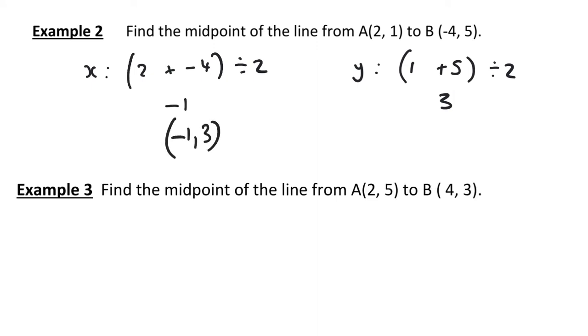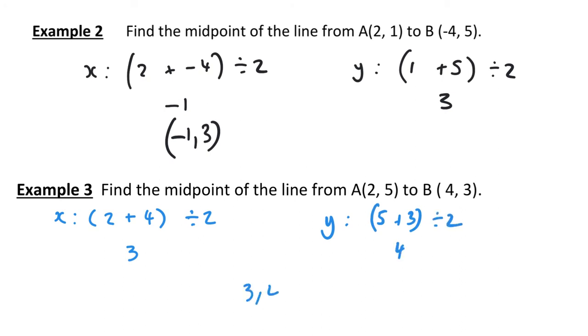And example 3, find the midpoint of the line from 2, 5 to 4, 3. So our x values, it's going to be 2 plus 4 divided by 2, which gives us a value of 3. And the y coordinates are 5 and 3, which we add together and divide by 2 to give 4. So the midpoint has the coordinates of 3, 4.